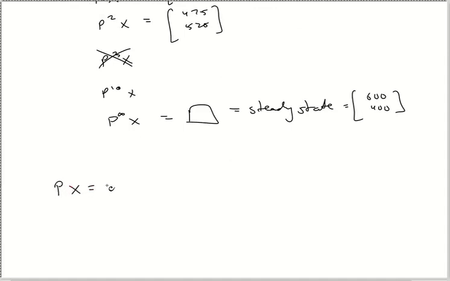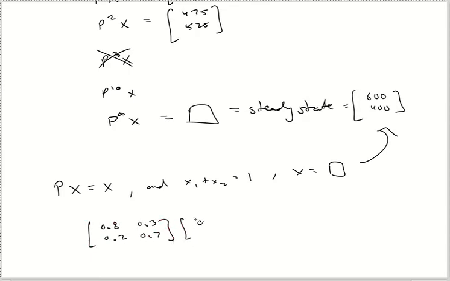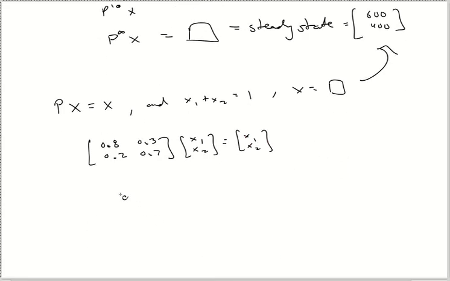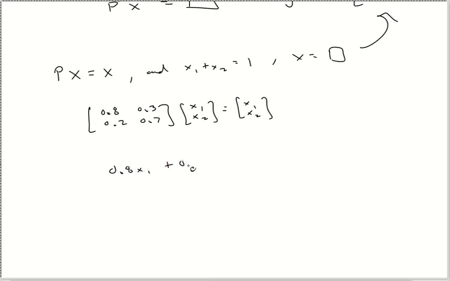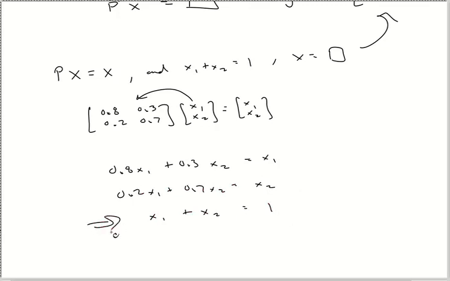So what we're going to have to do is px equals x and x1 plus x2 is equal to 1. Given this, you're going to solve for x, which is going to be that steady state, basically. So how does this work out? It's kind of weird. I got my 0.8, 0.2, 0.3, 0.7 times x1, x2 equals x1, x2. So if I were to rewrite this out, multiplying this in here, you can see the 1 and the 2 equals the 1, and this is equal to the 2. And remember, also we have x1 plus x2 is equal to 1. So now I'm adding that in there. That's an additional little line.